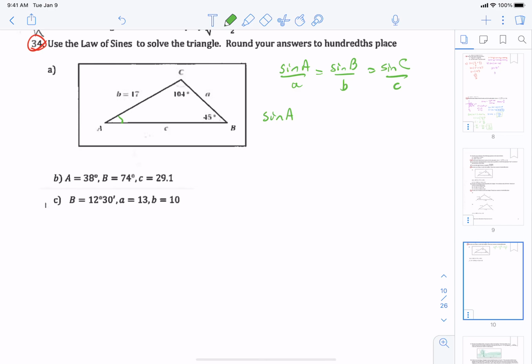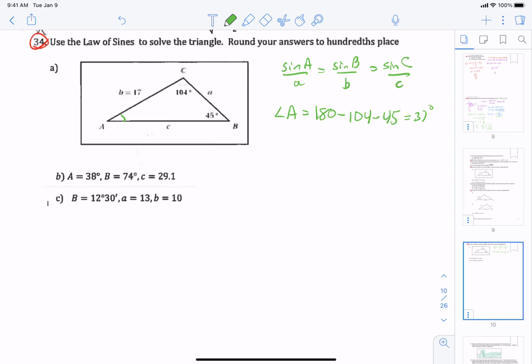Angle A is just going to be 180 minus 104 and 45, and that's going to be 31 degrees. Now all the angles are accounted for. Let's look for the side a that's missing. I know that the sine of B over b is a full pair. I know both the side and the angle, so it can help me find one piece of a missing pair. Angle A is 31 degrees, so that's equal to the sine of 31 over little a. Now it's just a proportion to solve. We're going to cross multiply the two that are across from each other and divide by the one you haven't used.